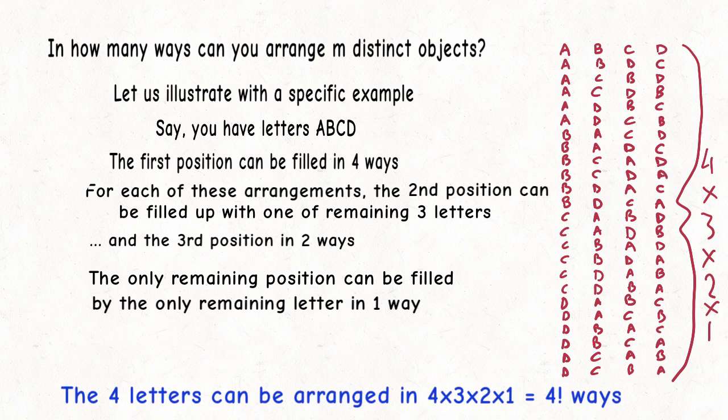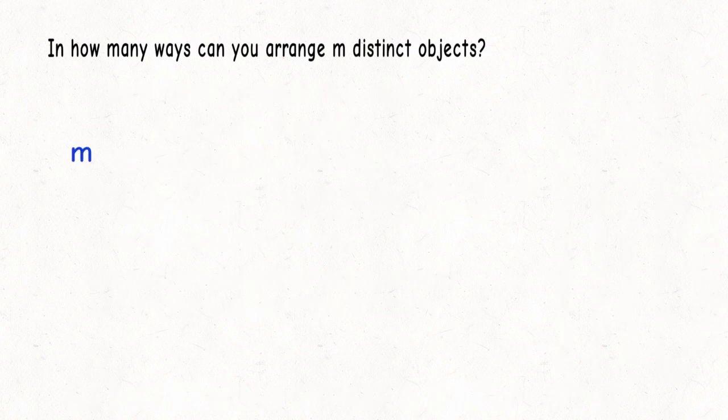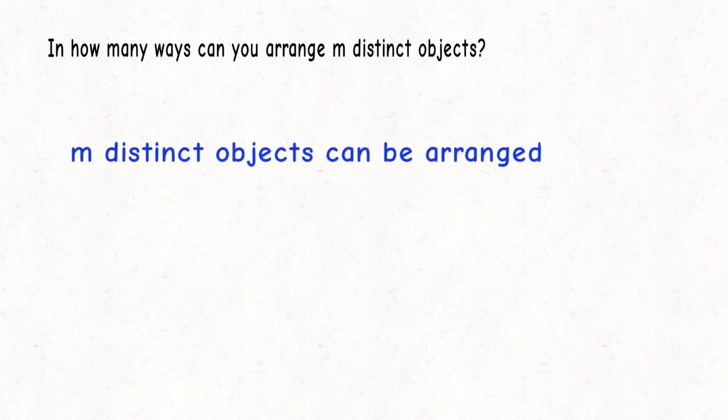This means that 4 letters can be arranged in 4 into 3 into 2 into 1 ways, which is also known as factorial 4, denoted by 4 followed by an exclamation mark. In the general case, m objects can be arranged in factorial m ways.